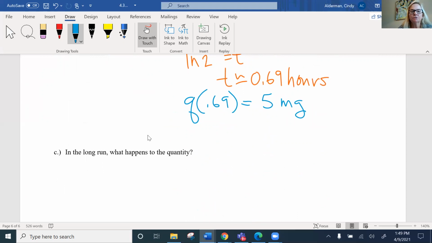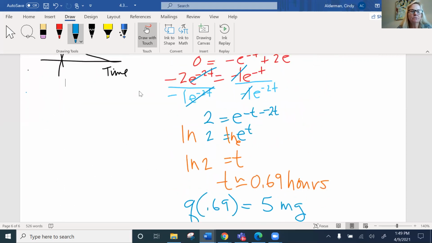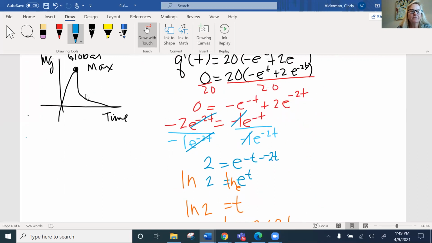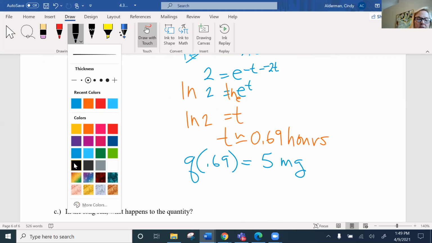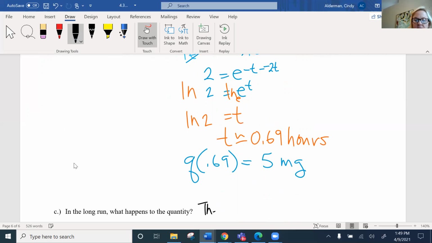So what happens to the quantity in the long run? If you follow this graph right here, the quantity in your bloodstream is going to go to zero, since eventually the drug wears off, right, and leaves the body. So you could say that the quantity goes to zero.